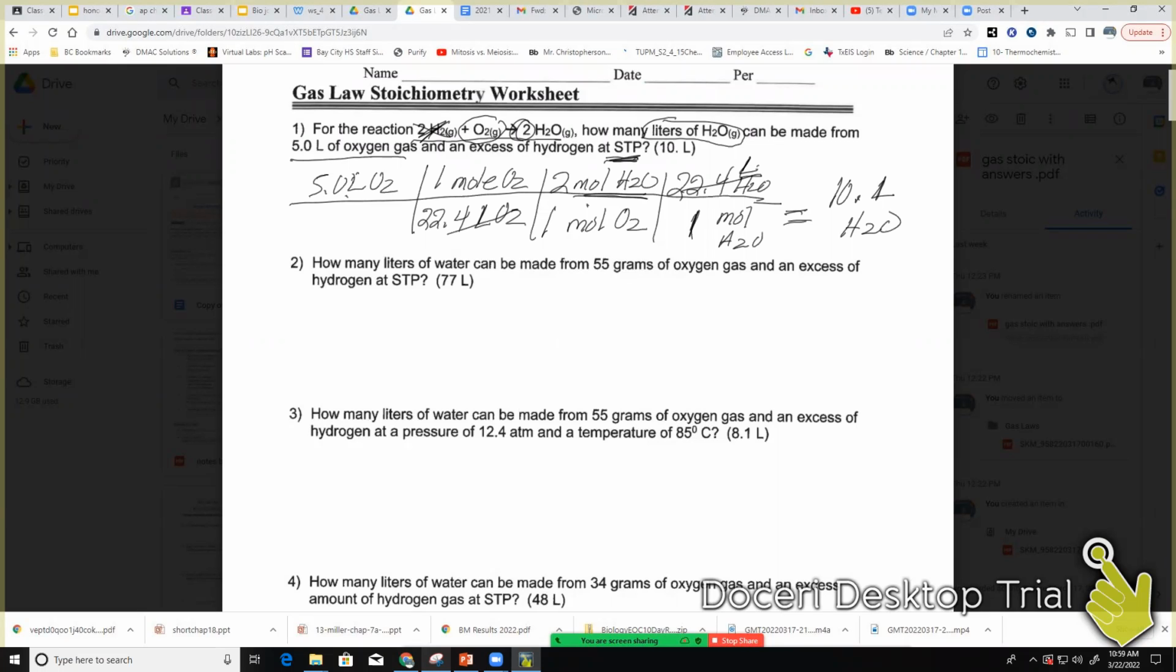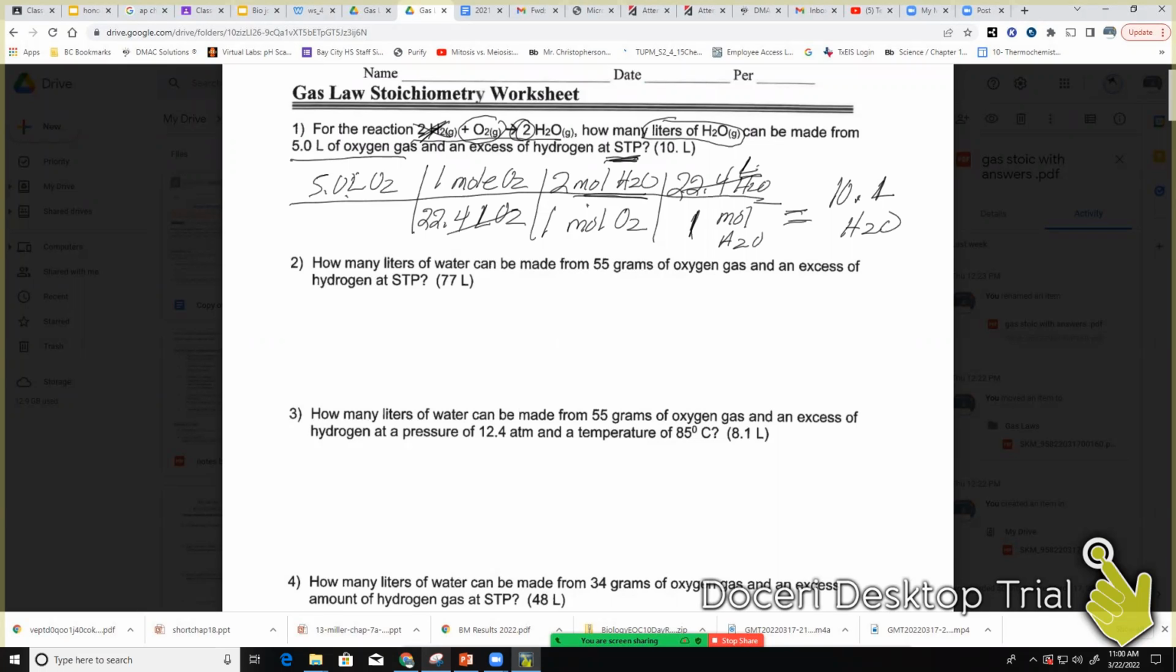Why we did it? Do we really care about how many liters of water? Look on the back side, right in the middle. It says the volume of ideal gas at STP is 22.4 liters per 1 mole. But you can only use that when you're at STP. So on this one, if we weren't at STP, then that's when problems get longer.